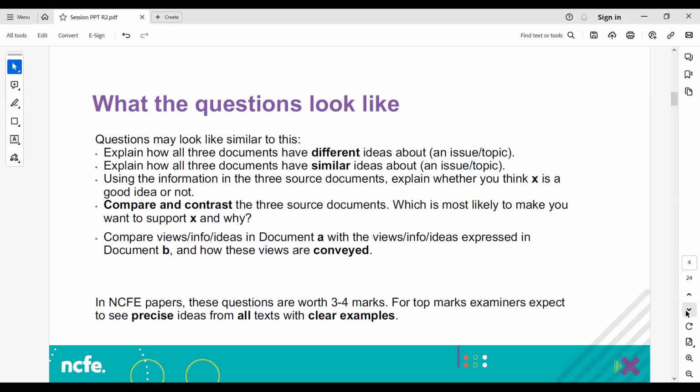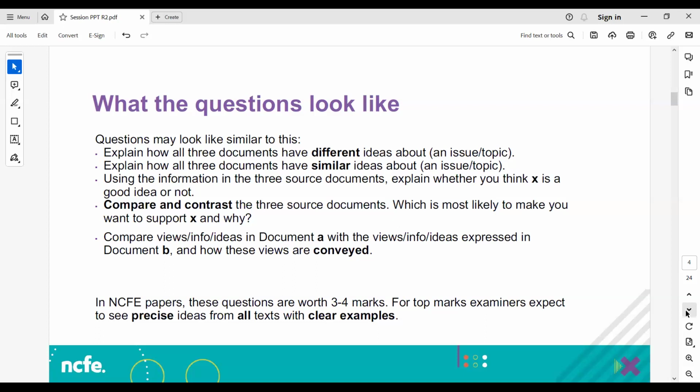Using the information in the 3 source documents, explain whether you think X is a good idea or not. So you're going to need to use evidence, short quotes, and paraphrasing from the documents to back up whether you think that, whatever the question's asked, is a good idea or not.